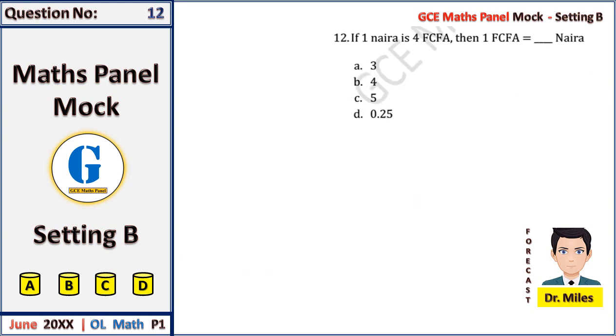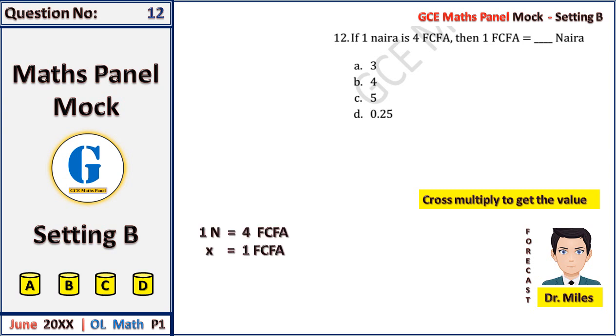12. If 1 naira is 4 FCFA, then 1 FCFA equals how many naira? We just have to cross multiply to get the value. 1 naira equals 4 FCFA, x naira will be equal to 1 FCFA, and x here will be equal to 0.25 naira.